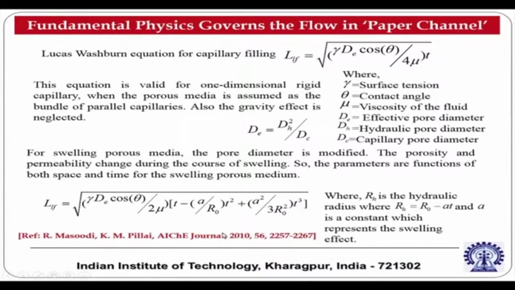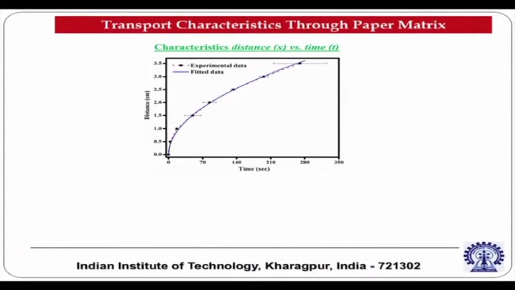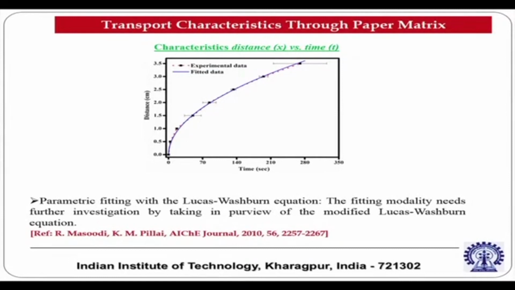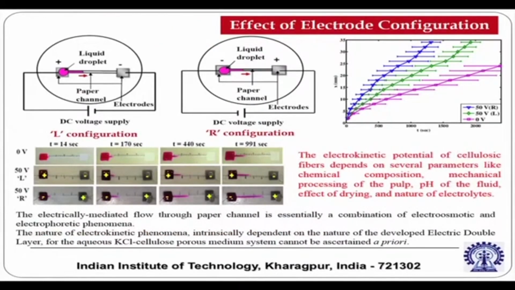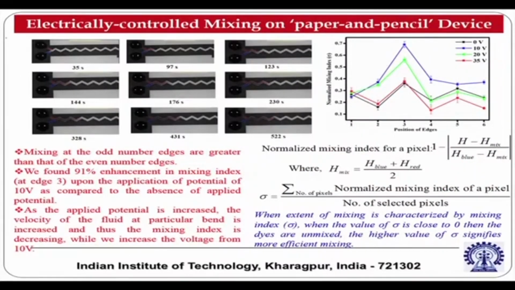This formula is taken from the reference given here. If you are more interested in looking into the derivation of this formula, you can look into this particular reference. So we have studied the transport characteristics through the paper matrix, and the experimental data fits well with the Lucas-Washburn based paradigm with and without electric field, depending on whether we have applied the electric field or not.